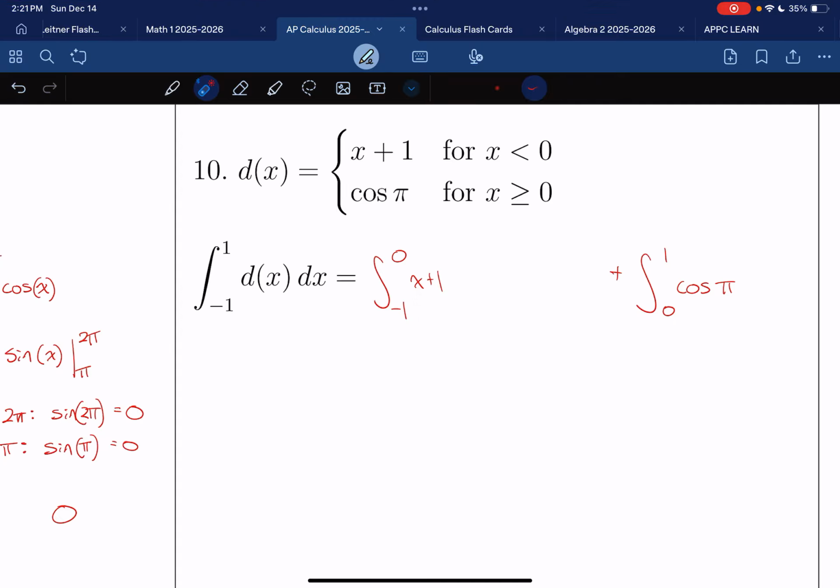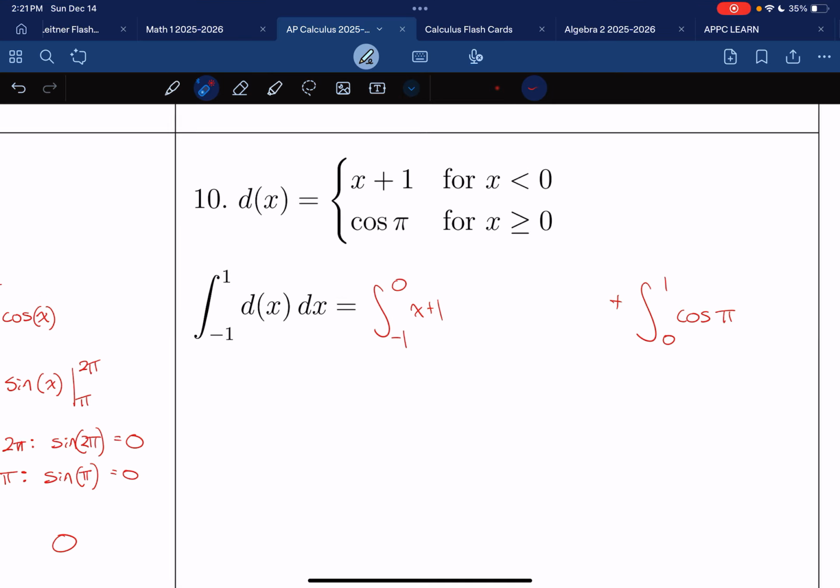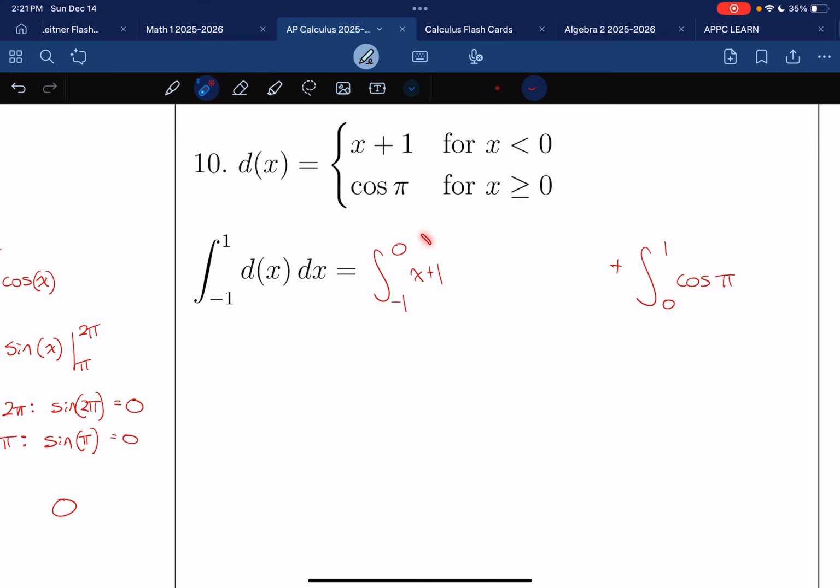This is weird because cosine of pi is not really a function. It's a value. So I'm wondering if this is a typo. I saw this exact same question on the AP test, and I'm pretty sure it is a typo, even though this is pulled directly from the AP exam. I'll talk about that a little bit more when we get there. Let's do this left piece first. So I don't have to worry about paying the taxman, which means I can anti-differentiate. This is going to be x squared over 2 plus x, evaluation bar between -1 and 0.